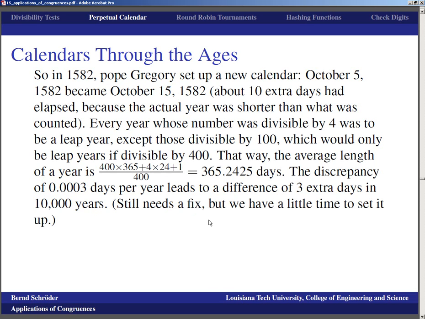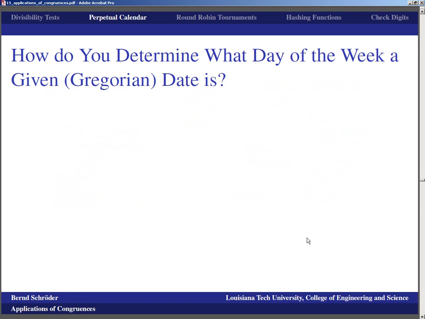And so if we want to be a bit lax about that, we could say that still needs a fix, but we have a little bit more time to set it up, and hopefully 10,000 years from now human beings will have maybe even populated other star systems and will need different calendars for those stars.